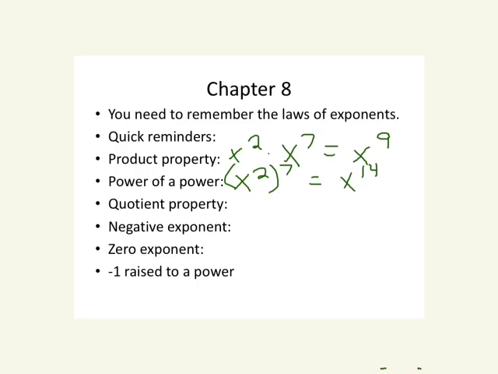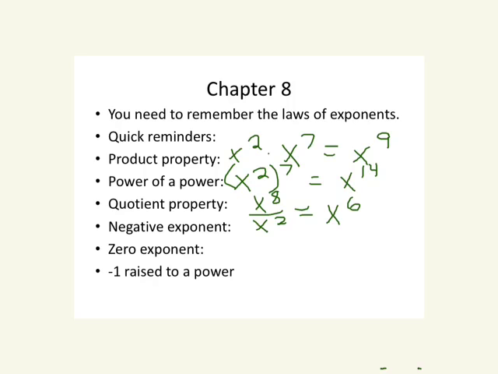The quotient property, obviously quotient division. So let's say we had x to the 8th divided by x squared. The quotient property tells us that when we are dividing with powers, we subtract our exponents. So 8 minus 2 is 6. So x to the 6th power. That's a reminder of the quotient property.